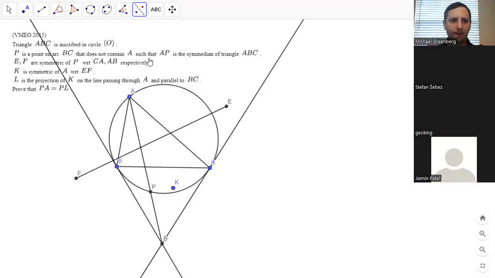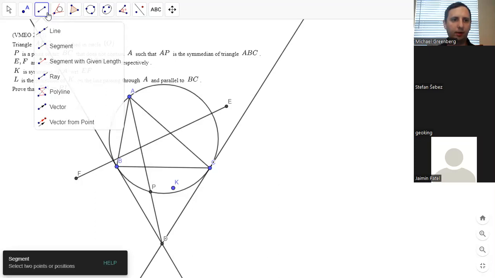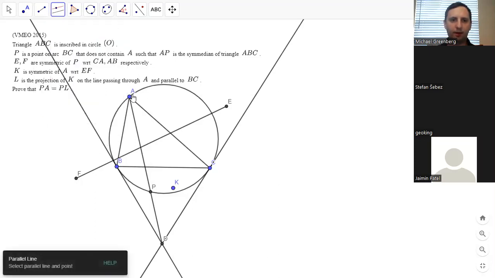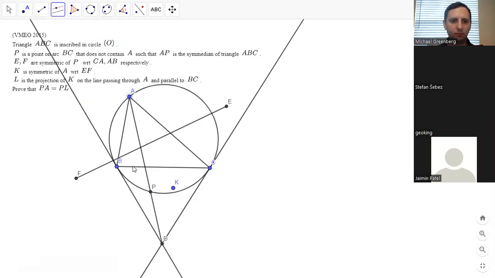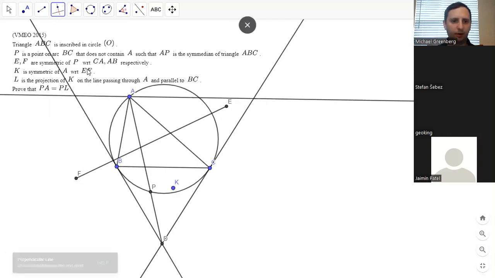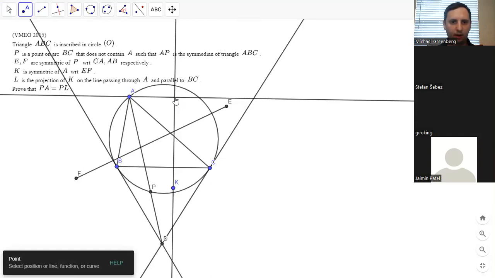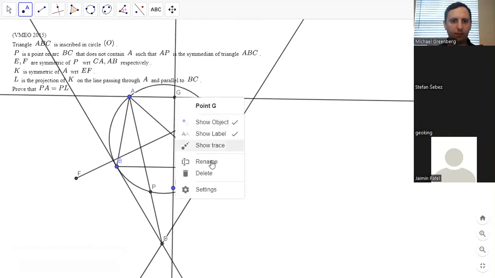And then we take the perpendicular from K onto the line through A parallel to BC. So I'm going to draw that, and draw the perpendicular from K onto that. We call that L, and we want to show that PA is equal to PL.